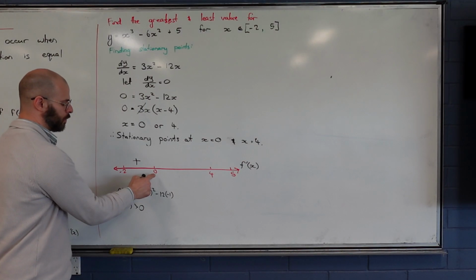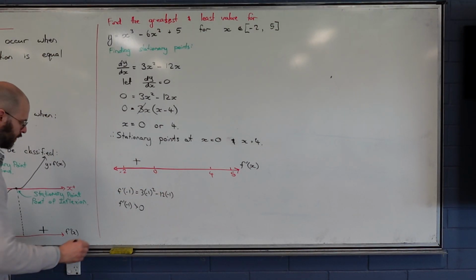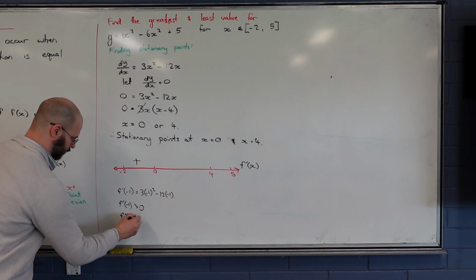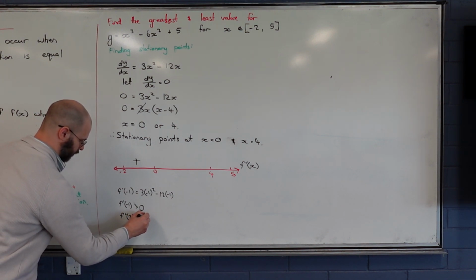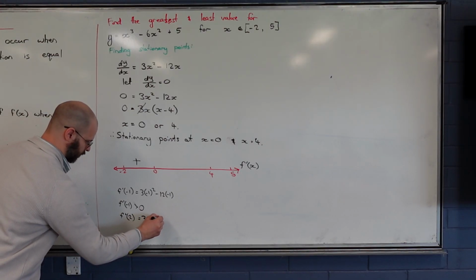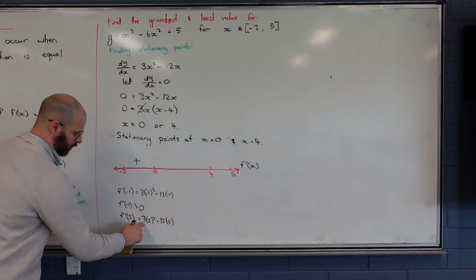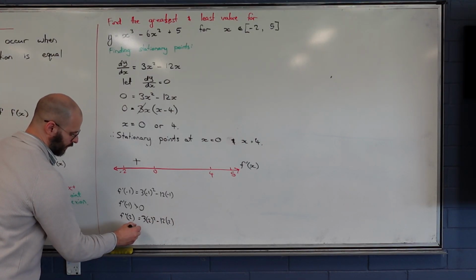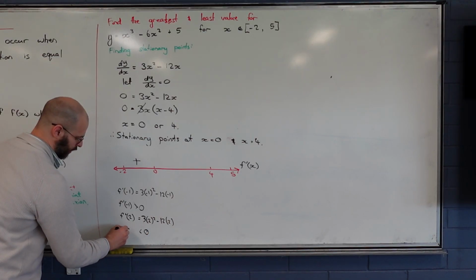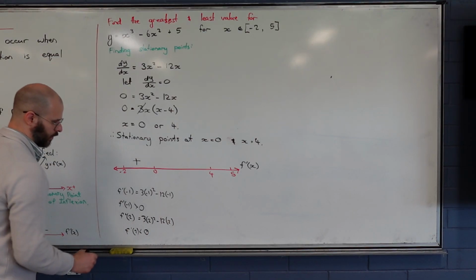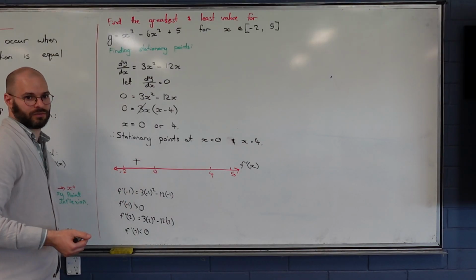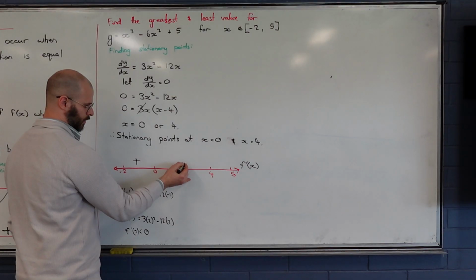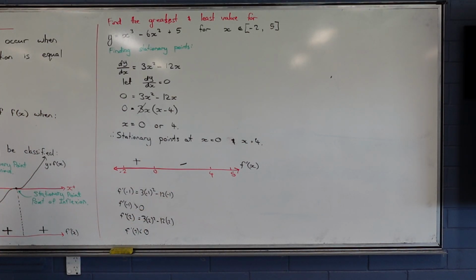Next part, what's the value between 0 and 4? 2. Okay, 3 times 2 squared, that's going to be 12, take 24, that's going to be less than 0. So what should this guy be here? Positive or negative? Negative, because it's less than 0.